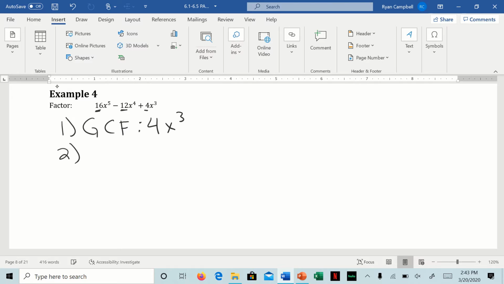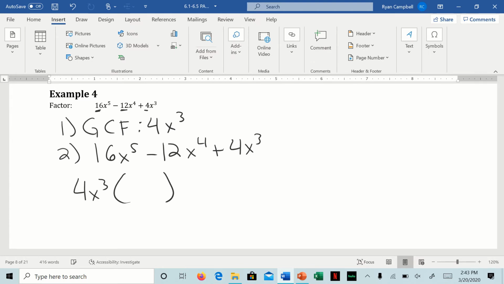Step 2, we want to write each of them as a product with the greatest common factor. So for the first one, 4x cubed times what gets us 16x to the 5th? We can do these step for step. First let's look at the numbers. What times 4 gets us 16? We see 4. What times x cubed gets you x to the 5th? Hopefully you see there's just 2 more that it needs to get to x to the 5th, so that's x squared.